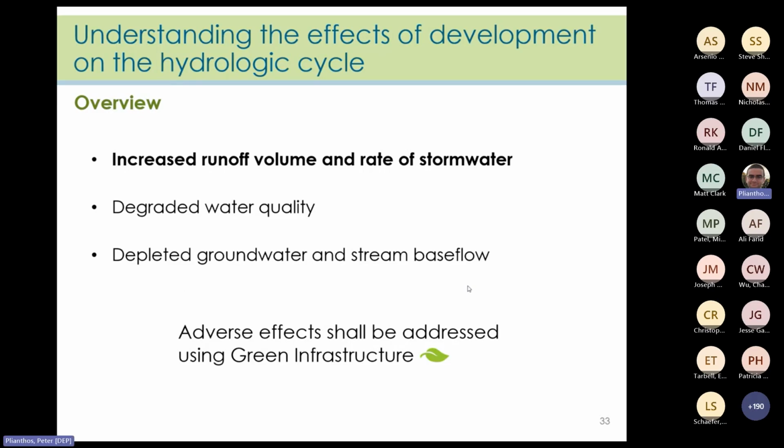As a reminder, here is an overview of those adverse effects of development previously discussed. Under the current rule, there is a requirement to mitigate these adverse impacts using green infrastructure, which acts to reproduce as closely as possible the natural hydrologic cycle, but more on that requirement later. We'll now address how we mitigate these effects in turn, beginning with the runoff quantity control standards in place to address the increase in volume and rate of stormwater runoff.